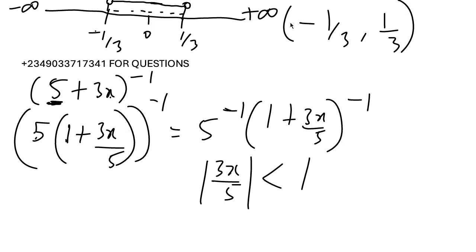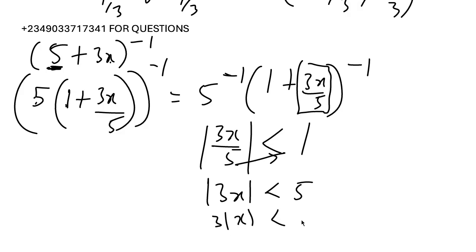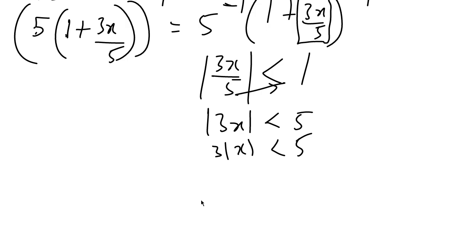So this is the part associated with x. And this part, the absolute value of the part containing x, should be less than what? 1. You solved it. And then with this, you could cross multiply because this is just a constant. It does not contain x. So we can simply have that the absolute value of 3x should be less than 5. We can bring out the 3 as 3 absolute value of x less than what? 5. Do you agree?